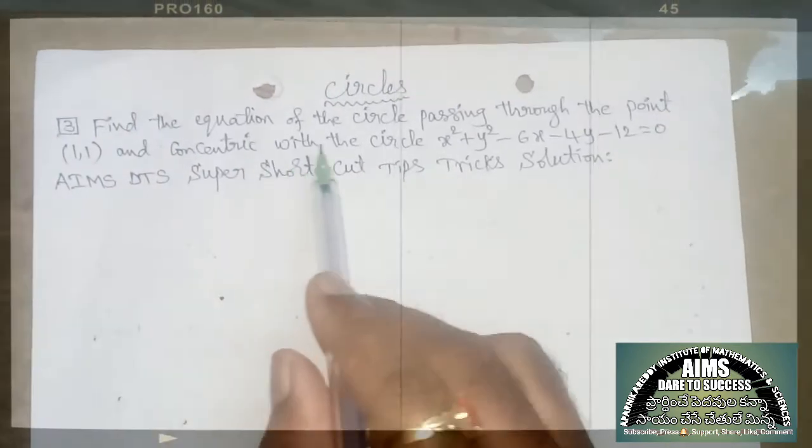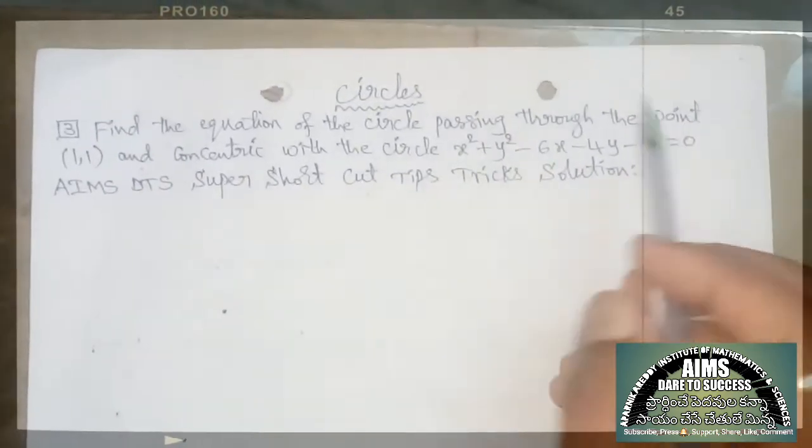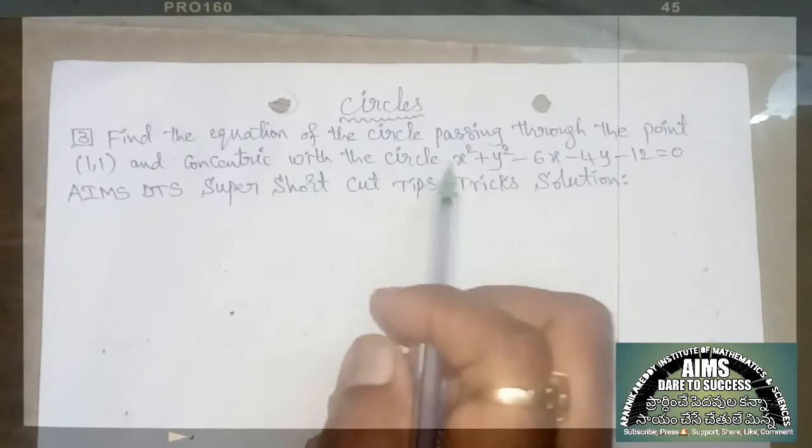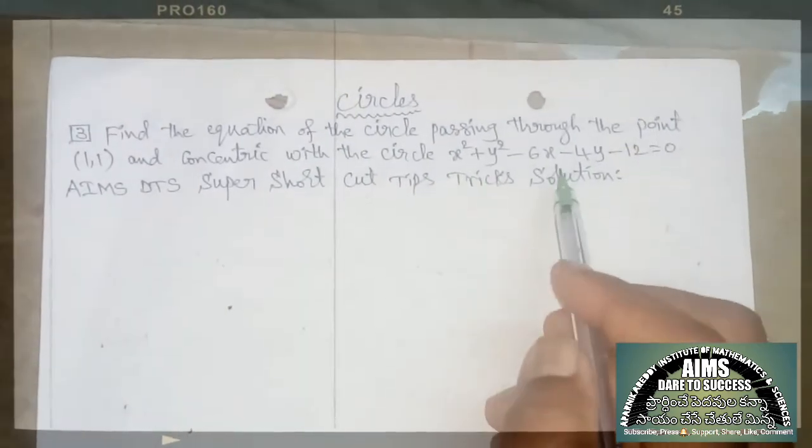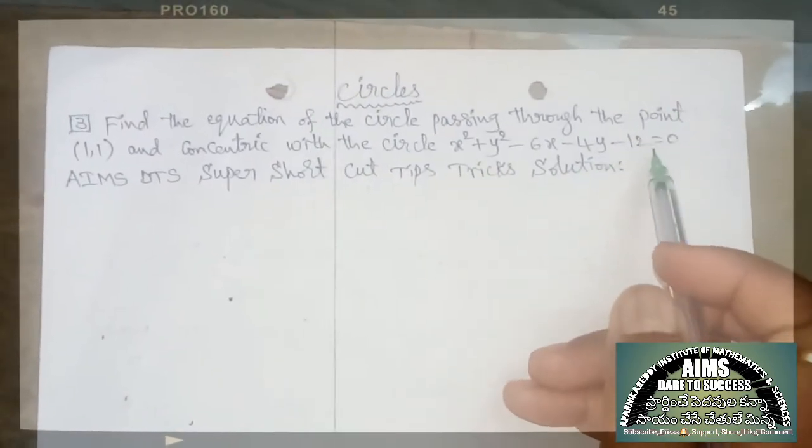The question is: find the equation of the circle which passes through the point 1 comma 1 and is concentric with the circle x square plus y square minus 6x minus 4y minus 12 is equal to 0.